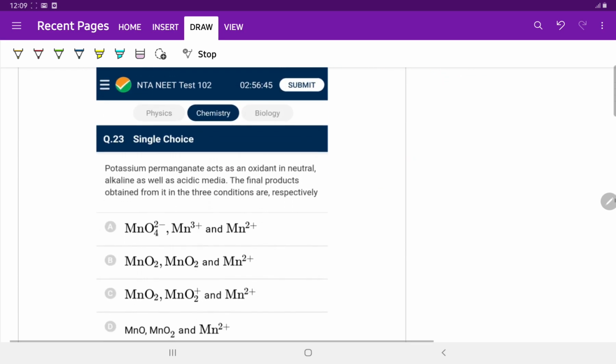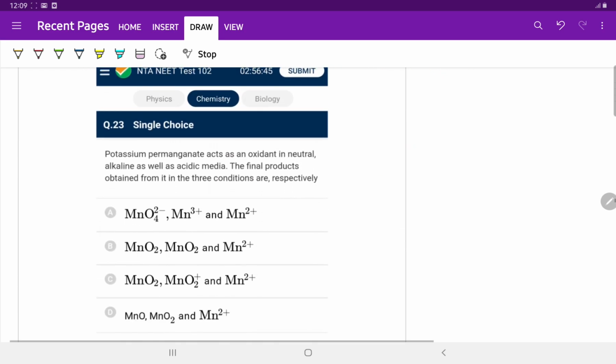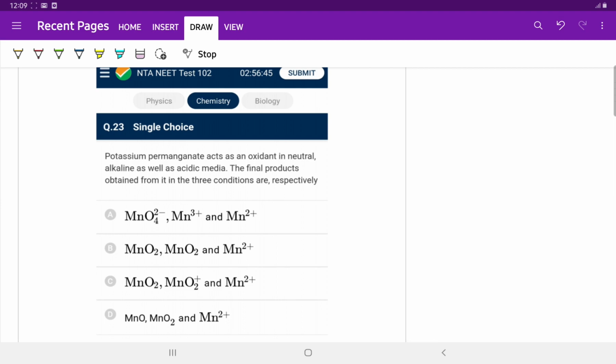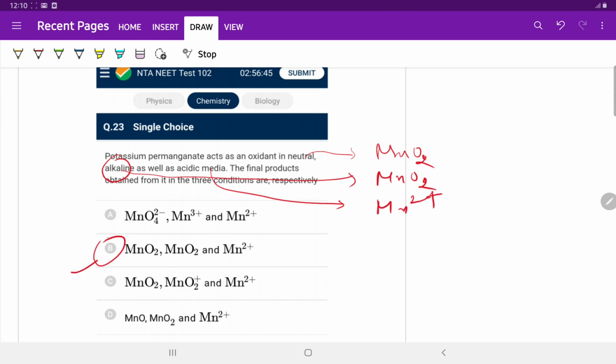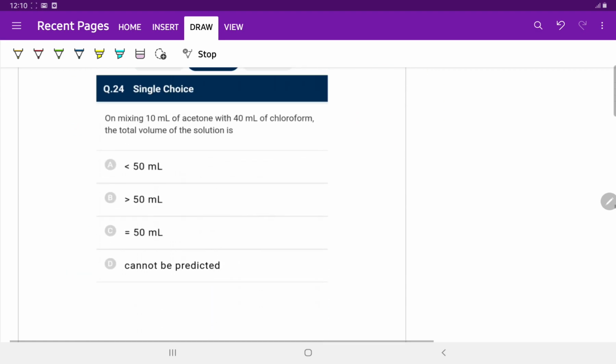We will move to question number 23. Potassium permanganate acts as an oxidant in neutral, alkaline as well as acidic medium. The final products obtained from it in these three conditions are respectively: potassium permanganate in neutral condition converts into MnO2, in alkaline medium also converts into MnO2, and in acidic medium MnO4 minus converts into Mn2 plus. MnO2, MnO2, Mn2 plus. So option B is correct for question number 23. We will move to question number 24.